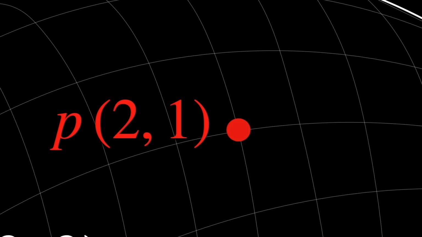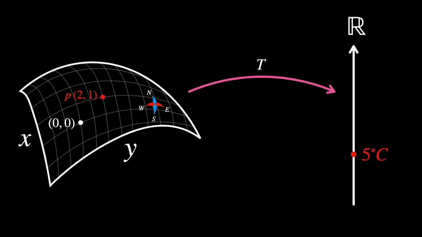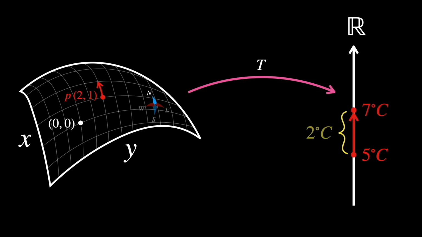What happens if you move only in the y direction? Using the very same logic, we find this. Therefore, for every unit you walk north, the temperature increases by 2 degrees Celsius. That's great. But what about moving diagonally? Let's say 45 degrees north and 45 degrees east.